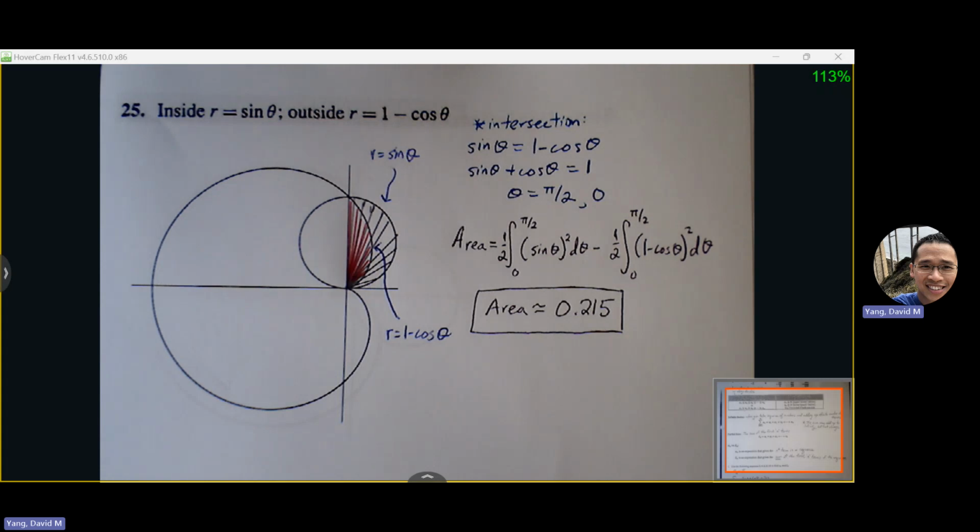Yeah, so that's something that we need to know. Your sine theta will be a circle. Your 1 minus cosine theta will be like a limacon. And if you want to build it, you can build it from scratch. Right? At 0 it is 0. At pi over 2 it is 1.